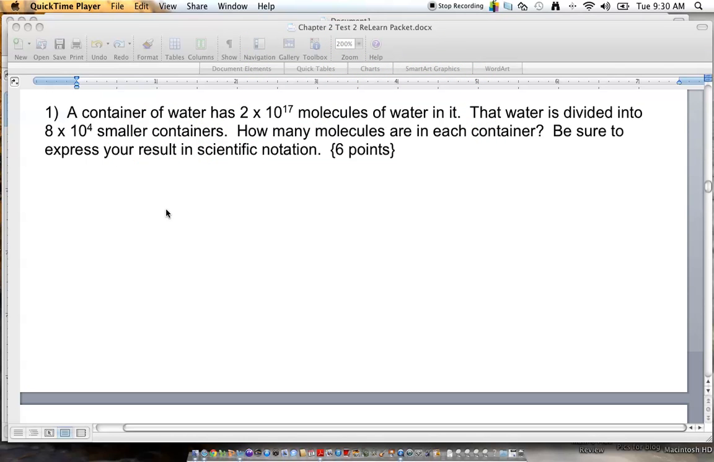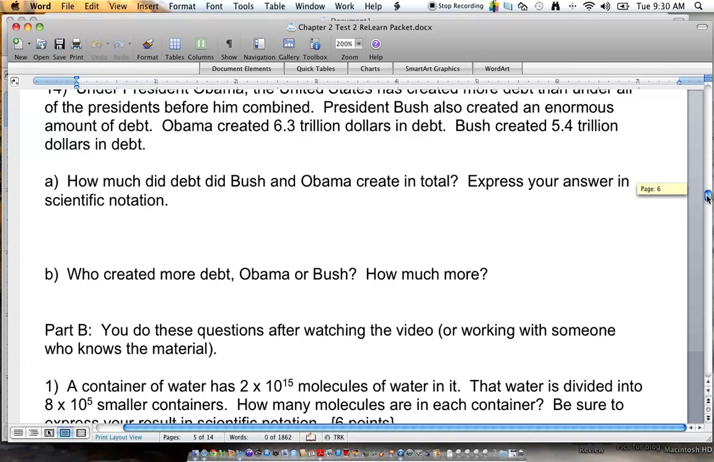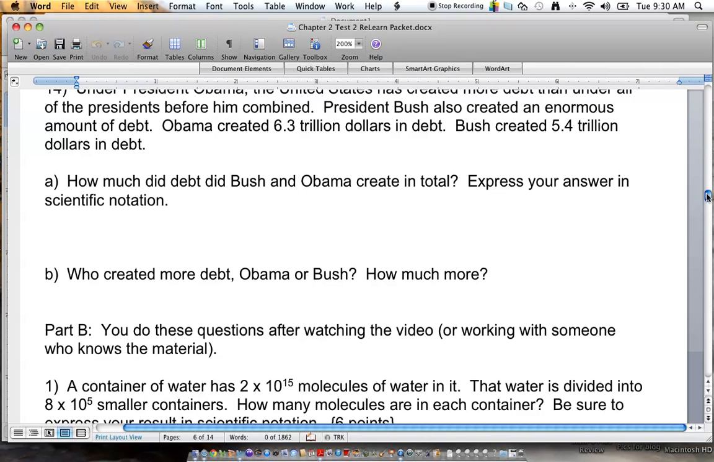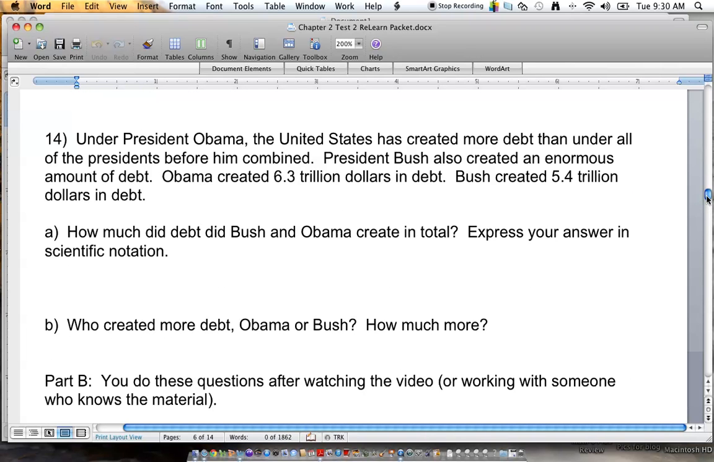Okay, now the next one is a very true one. A lot of times kids say, how does this affect me? What will this have to do with my life? Well, here is a great example of real life math in action. All right, what we're talking about here is national debt. And when we talk about national debt, we're getting into some very, very, very big numbers. And when we get into very big numbers, we use scientific notation.